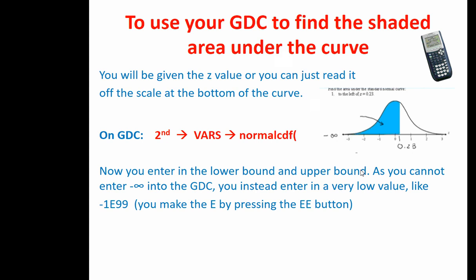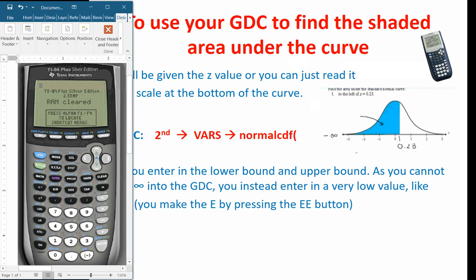As we said, there's no way to enter negative infinity in the calculator, but you can put in a very low value like -1 E99. That means -1 times 10 to the power of 99.